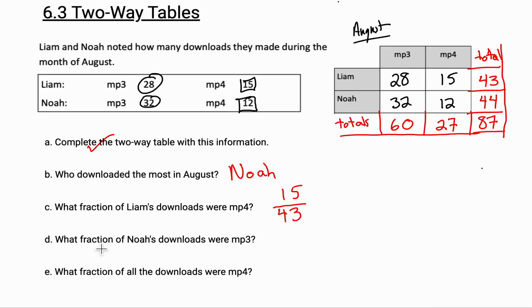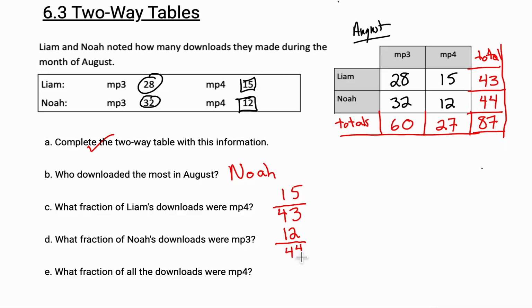Now, the question is what fraction of Noah's downloads were MP3? So Noah's downloads, I'm going to write that fraction. Noah's total was 44. Sometimes I start with the 12. So the 12 MP4s are on top, and his total, 44, would be on the bottom.